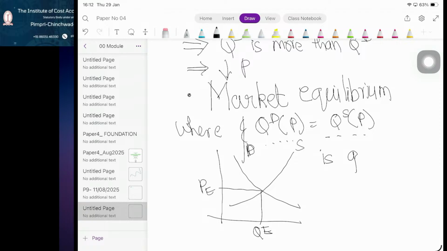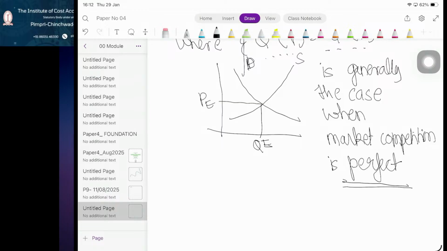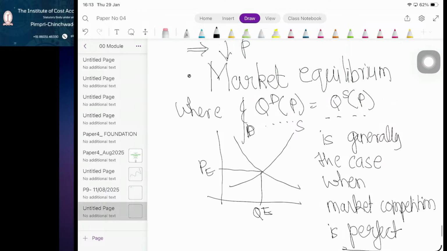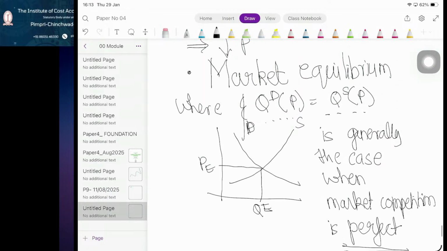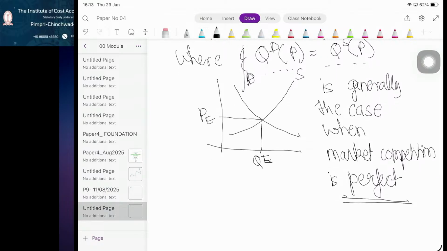A market equilibrium where quantity demanded is equal to quantity supplied is generally the case when market competition is perfect.